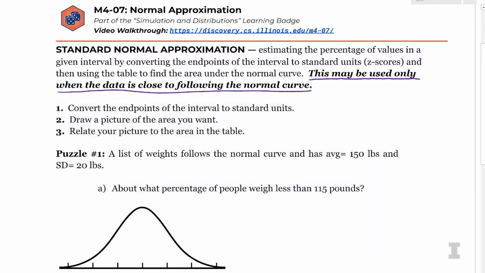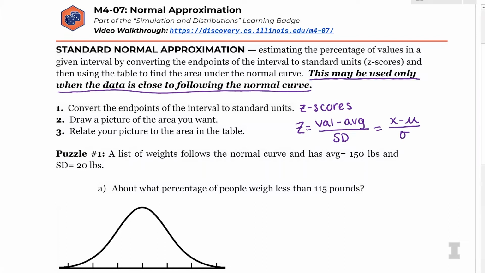So I like to think of doing these problems in 3 steps. The first step is to convert your values to standard units or z-scores. And the formula for z-scores, I like to think of it in words. Z is equal to value minus average divided by standard deviation. But you can also think of this in symbols. A lot of times we represent the value with x, the average or the mean with mu, or x bar, either works, and then the standard deviation with sigma.